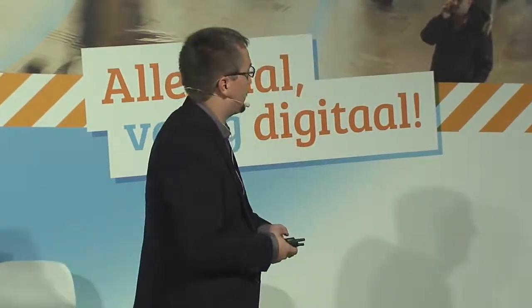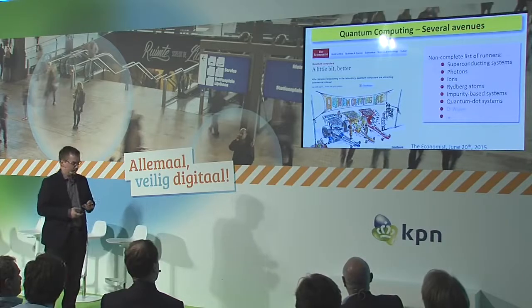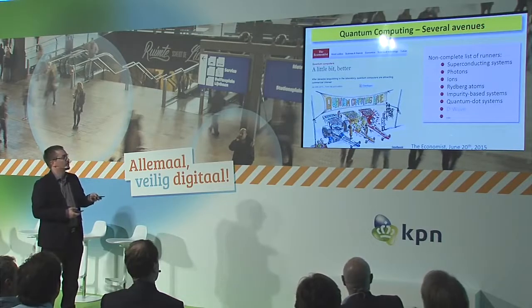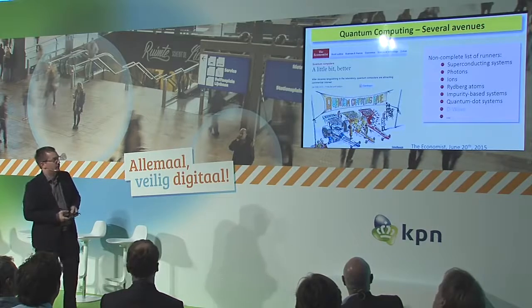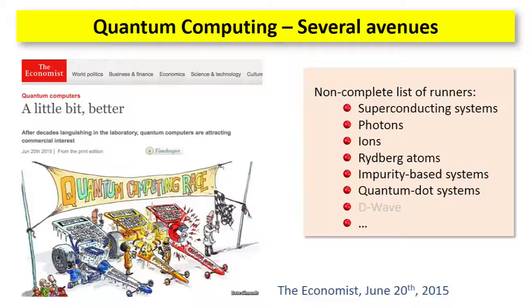So when you look at an old, let's say, do you see it? Yeah, it actually works on the screen. There was an old paper from The Economist, which highlighted back then three main runners in quantum computing. What you see in blue, that's the superconducting system. That's what Rami was explaining to us about.